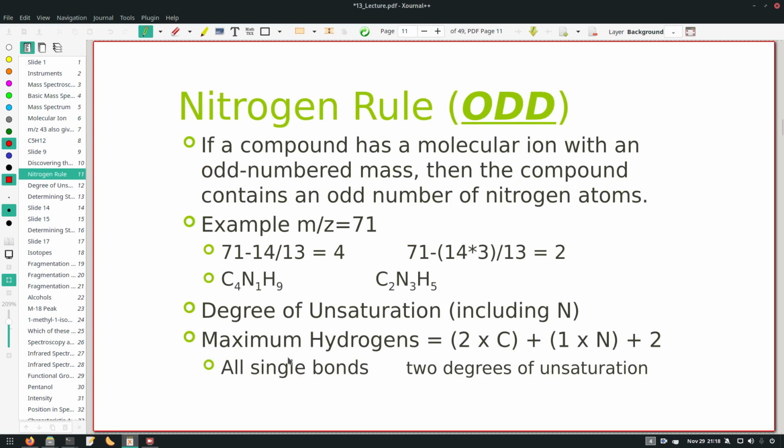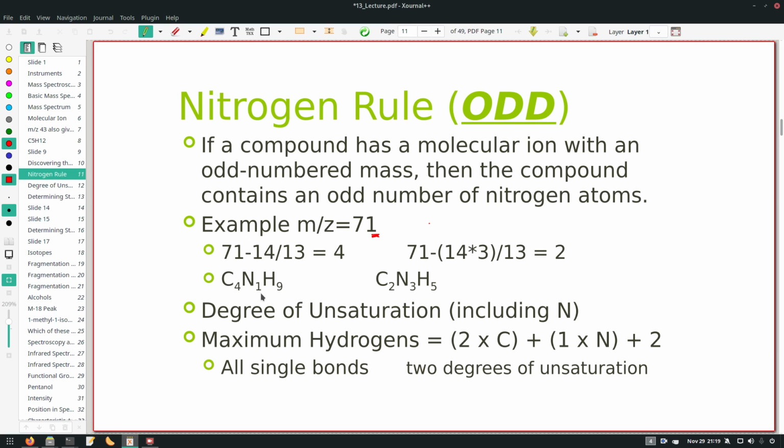Alright, we can do something like that for nitrogen, but we have a benefit. Turns out, if there is nitrogen present, the parent ion, or the molecular ion, will end in an odd number. About the only time you're going to see it end in an odd number is if there is an odd number of nitrogens present. So, what I would do if I had a mass of 71, let's assume it has just one nitrogen in there. I subtract that nitrogen, divide by 13, and I'd have 4 carbons.